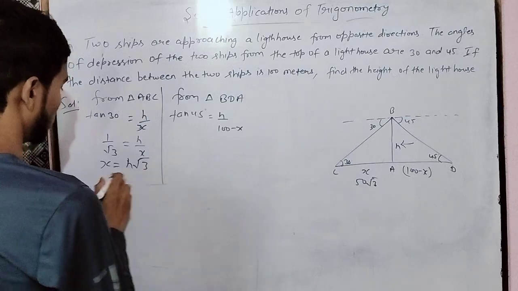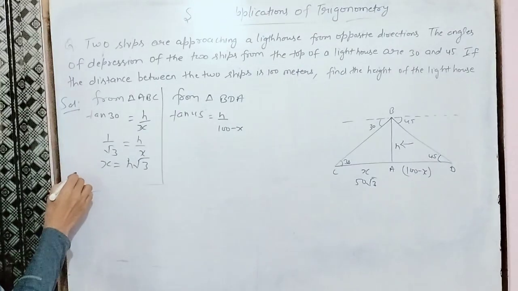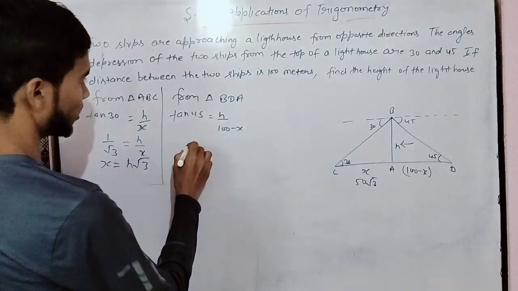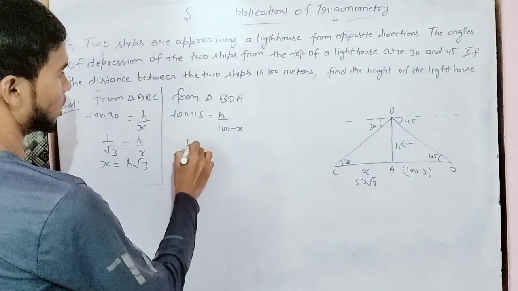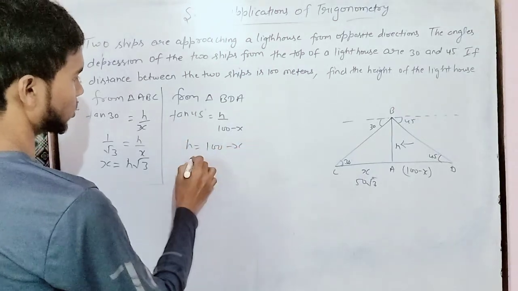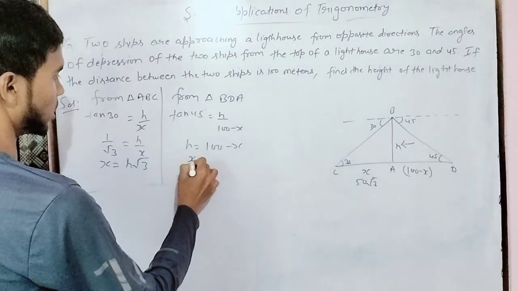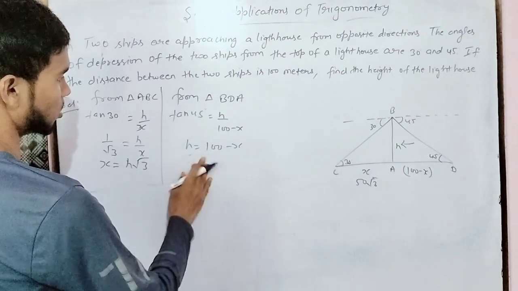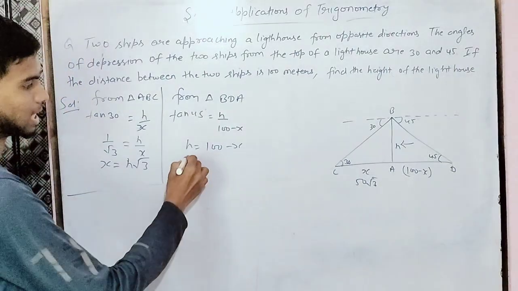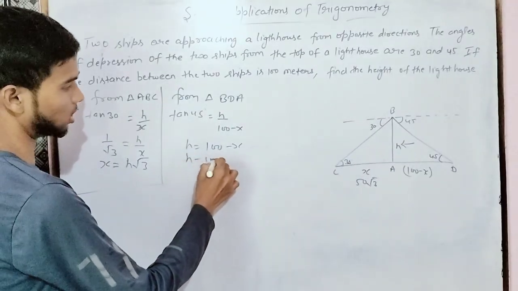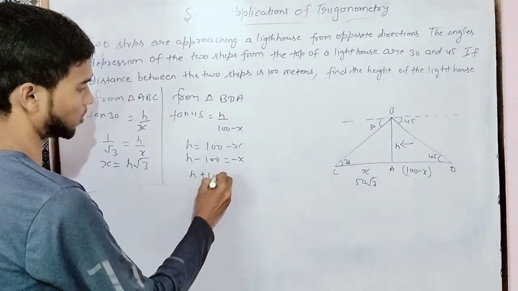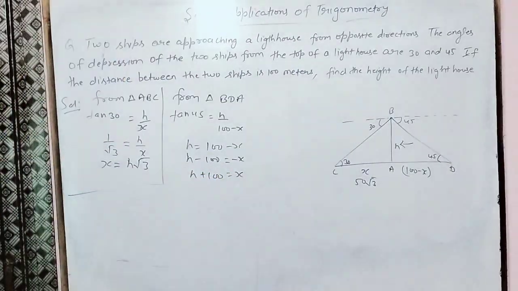So H is equal to, and here H is equal to 100 minus X. So here X will be H minus 100 is equal to minus. So this will be H plus 100 is equal to X.